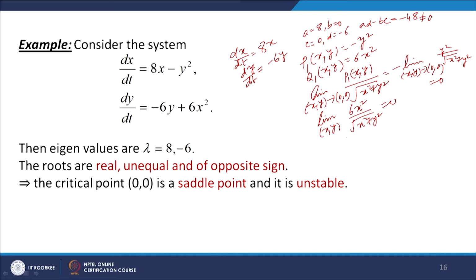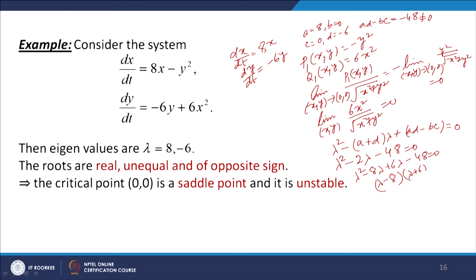Now let us see, the characteristic equation is lambda square minus (a plus d) lambda plus (ad minus bc) equal to 0. So lambda square minus (a plus d), where a is equal to 8 and d is equal to minus 6. So we have lambda square minus 2 lambda, and ad equal to minus 48. So we have lambda square minus 8 lambda plus 6 lambda minus 48 equal to 0, and this gives us (lambda minus 8)(lambda plus 6) equal to 0. So the eigenvalues are lambda equal to 8 and minus 6.